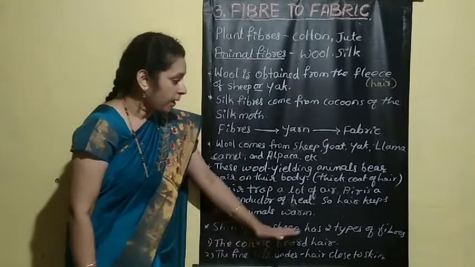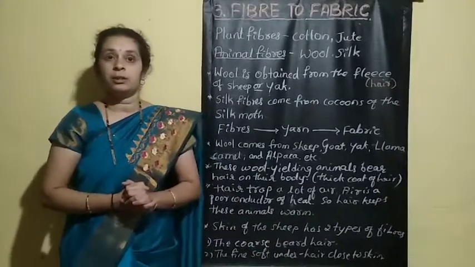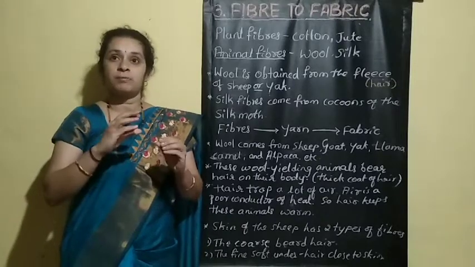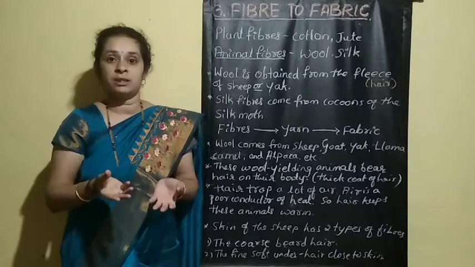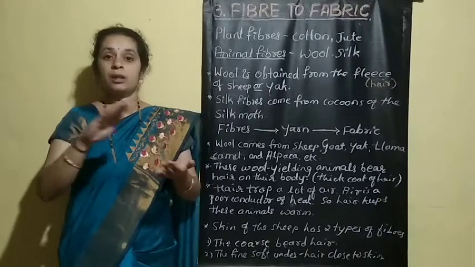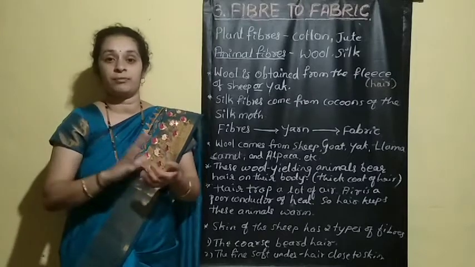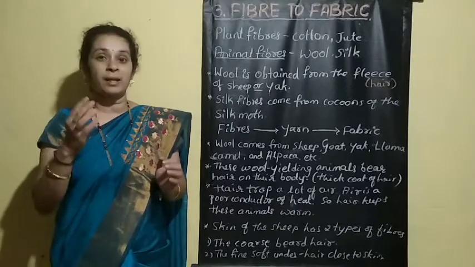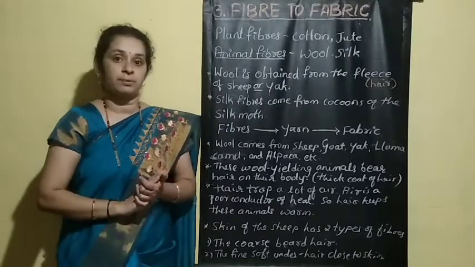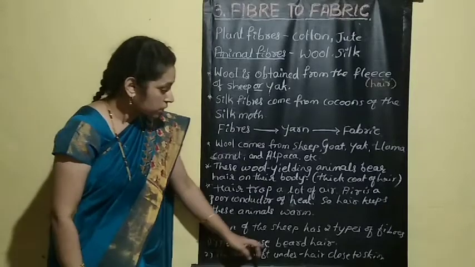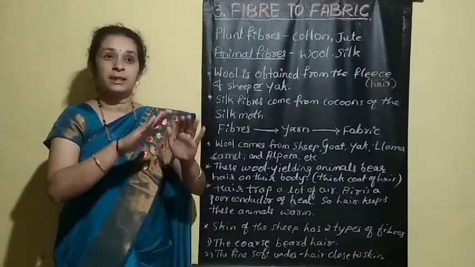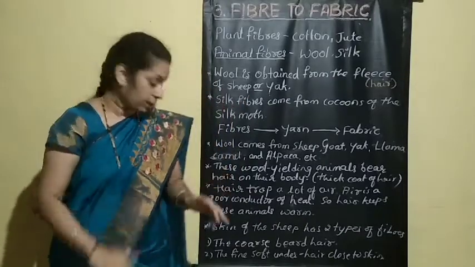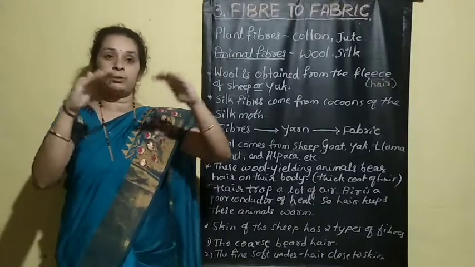The skin of sheep has two types of fiber. There are different types of fibers we obtain from the sheep. If you take the skin of these animals, on that skin you will come across different types of hairs or fleece. From that we will obtain wool, or fibers. There are two types. One is the coarse beard hair, somewhat thick hair on the surface, the first layer above the skin.